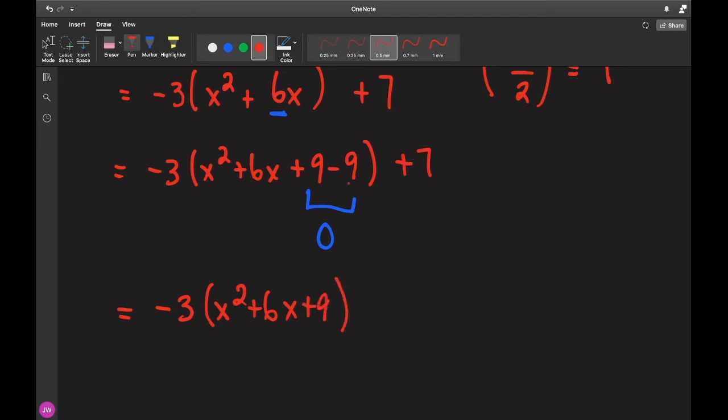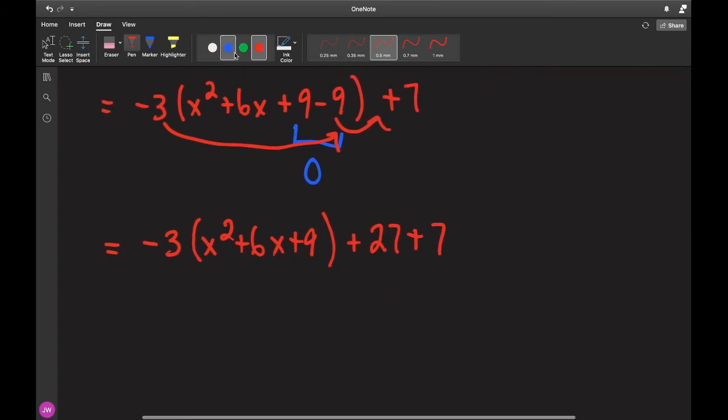Pull out the negative 9, but multiply by the negative 3. So negative 3 times negative 9 is positive 27, plus the 7. Now you can see that this is a perfect square trinomial, so you can factor that using the product sum integer method.